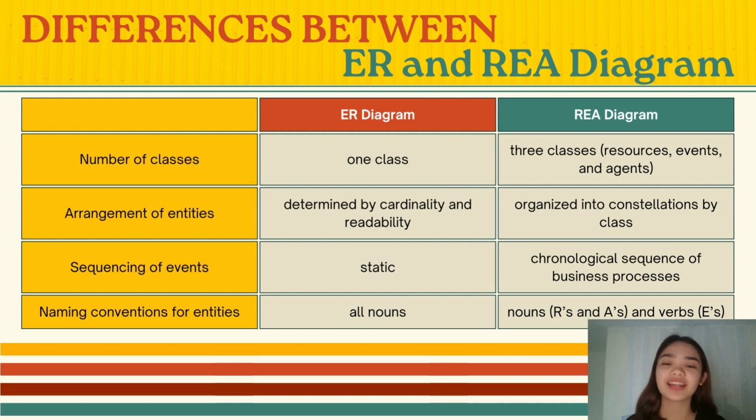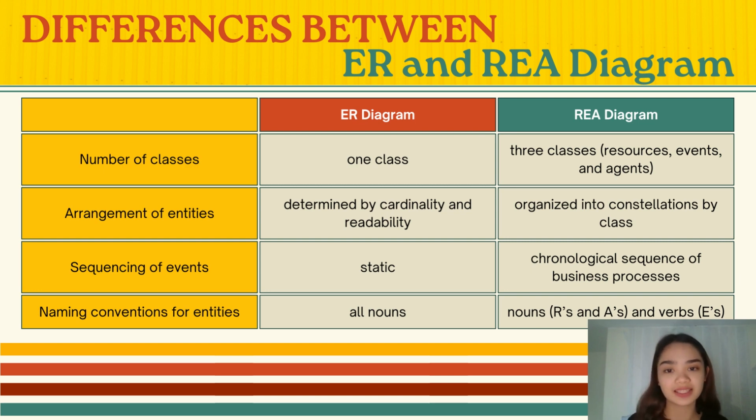ER and REA diagrams differ visually in a significant way, but let us first focus on the number of classes of each. Entities in ER diagrams are composed of only one class, while entities in an REA diagram are divided into three classes. So, first is resources, which are the things of value that a business uses or controls, such as goods, assets, or inventory.